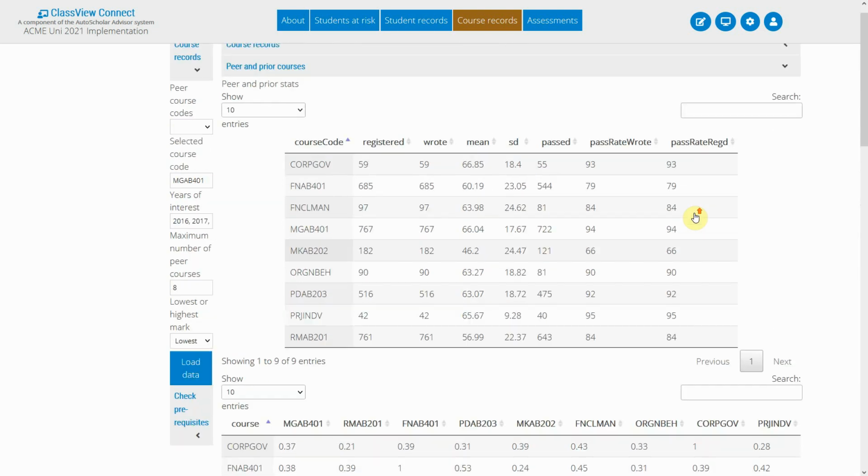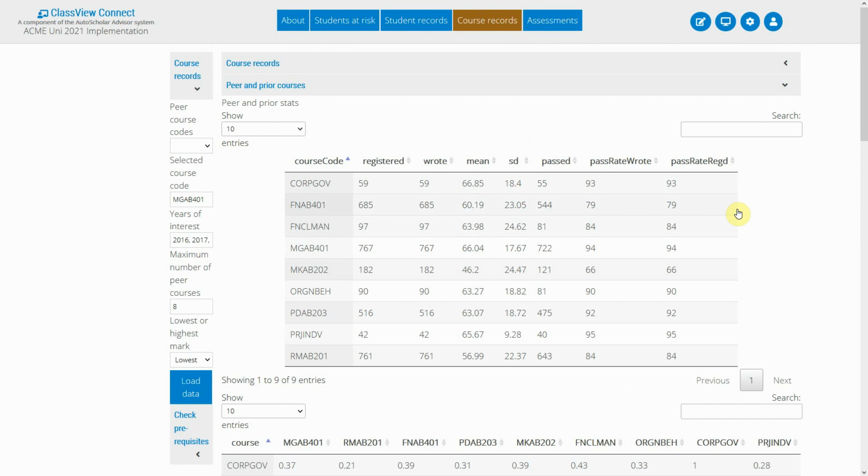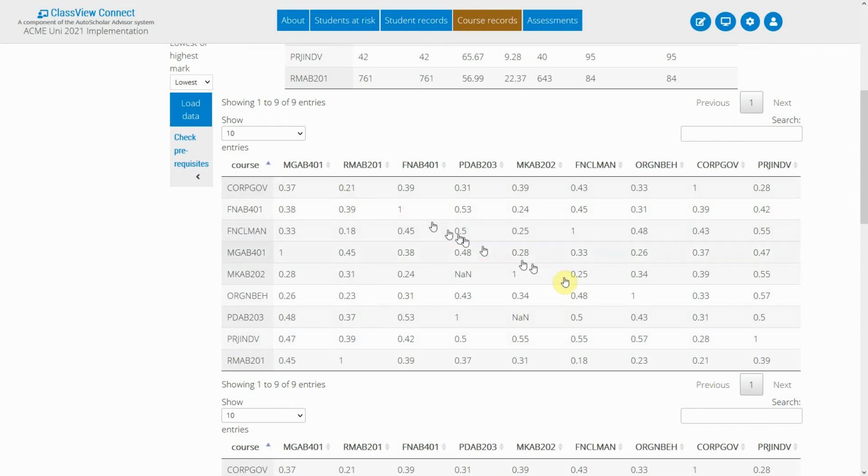And then you can also try to understand how this course is placed in comparison with the so-called peer and prior courses. So a peer course is a course taken in the same semester as the current course of interest. And so we can look at the cross-correlation between the current course and the other courses. So number one, you can just look at how the students are performing overall in the peer and prior courses here. And then you can look at the cross-correlation. So of course, a course correlates 100% with itself, but it's also useful to see which courses a course correlates with.